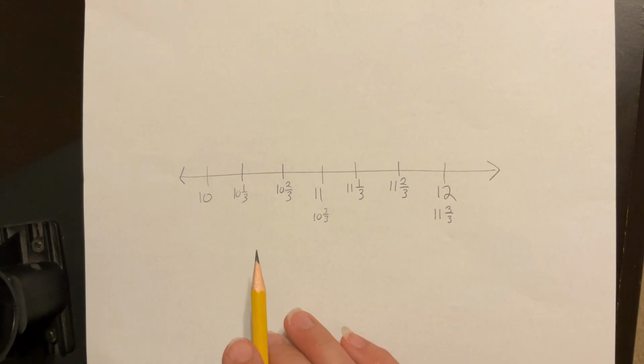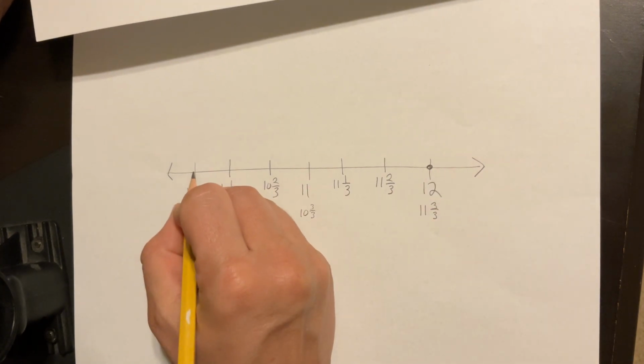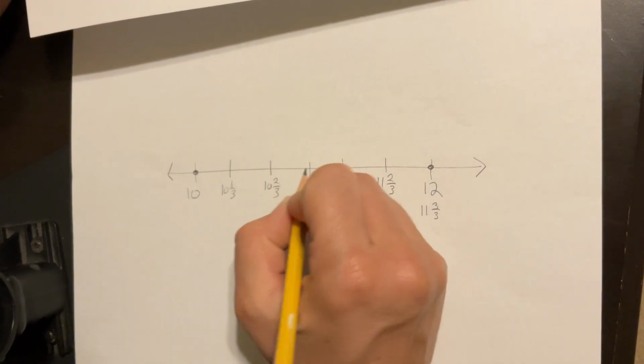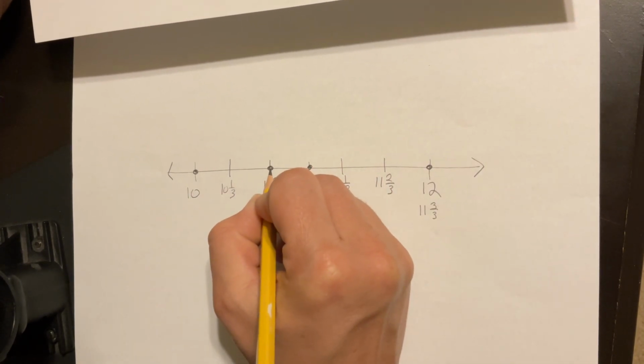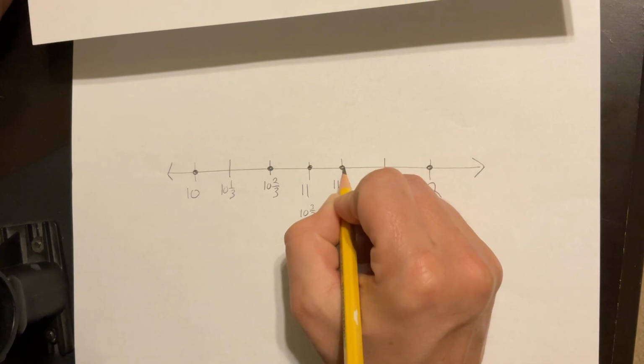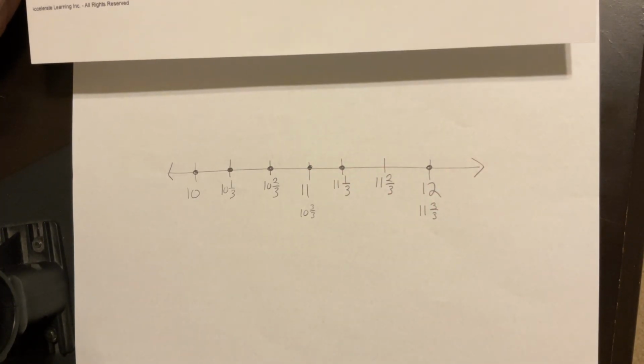Now I can mark these 6 numbers on my number line. One should be at the 12. One is at my 10. I have one at 11. 10 and 2/3. 11 and 1/3. 10 and 1/3. There's my blank number line.